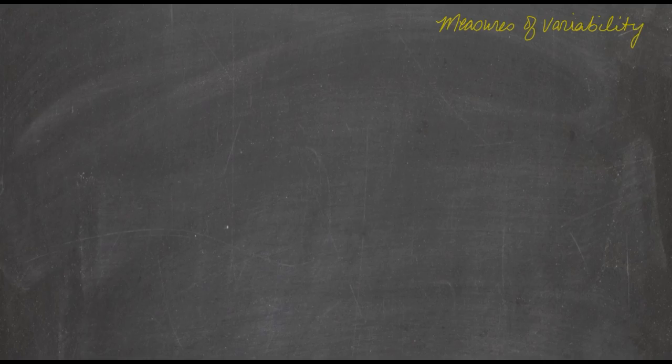All right, so now we want to start looking at the quality of the data that we collect in an experiment by comparing our measurements within the experiment to each other. So the first measure of variability is to look at the spread or the range.